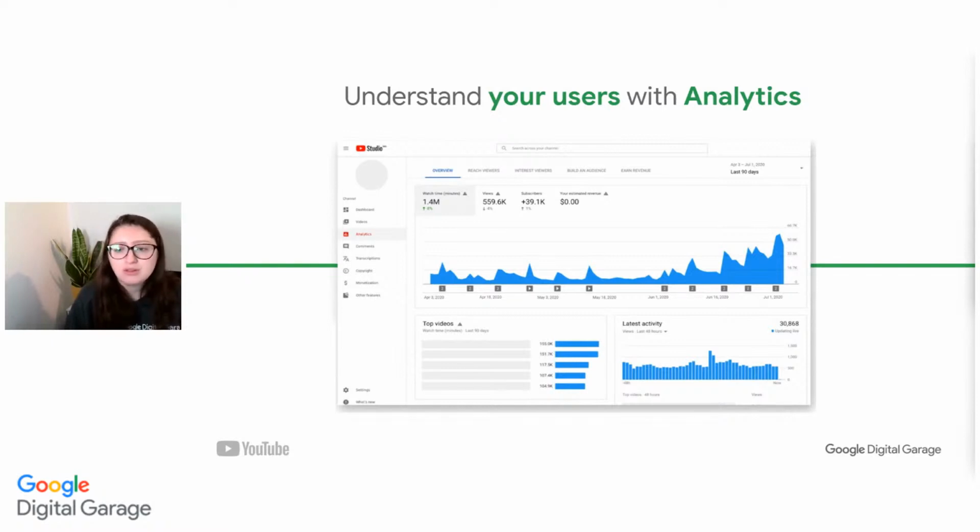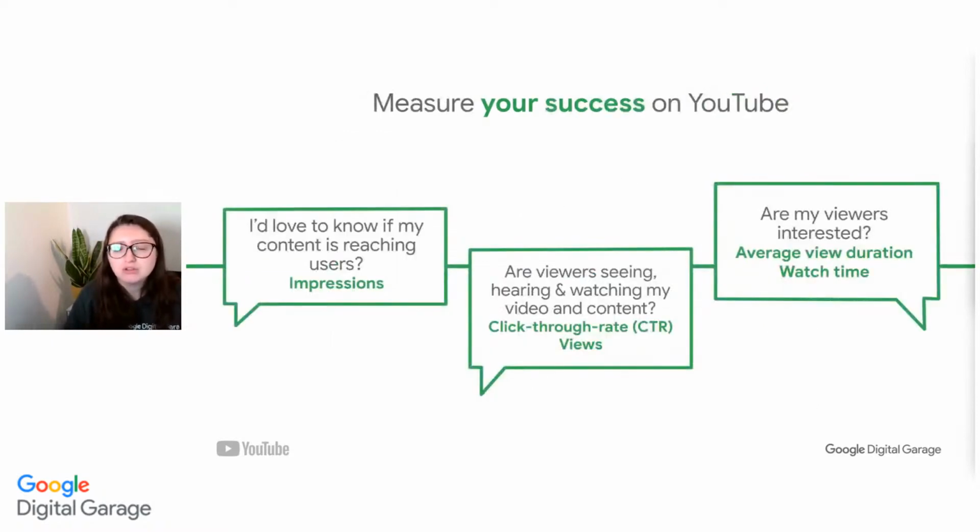But I am going to leave you with a few top tips around measuring your success on YouTube and some of the key terms that you should be aware of. If you've got questions, I'd love to know if my content is reaching users. The key measurement that you're going to be looking for in your YouTube analytics there are the impressions. Now, an impression is logged every time a viewer comes across one of your video thumbnails on YouTube. They may not have clicked on it, but it's had the opportunity to be clicked on.